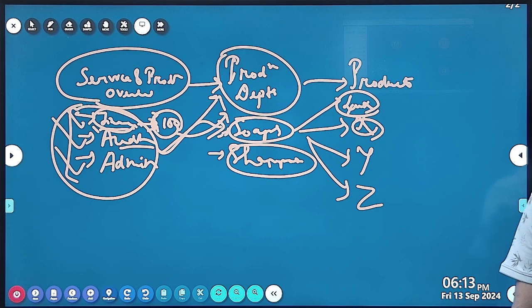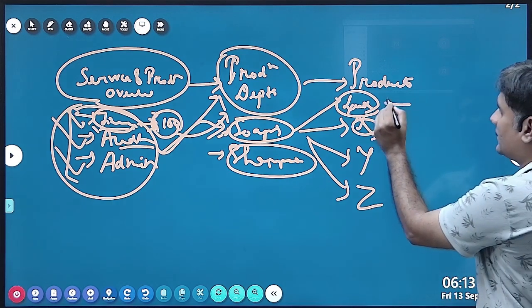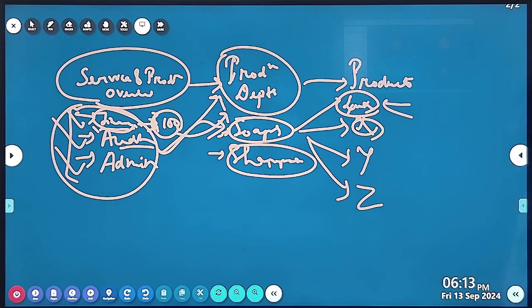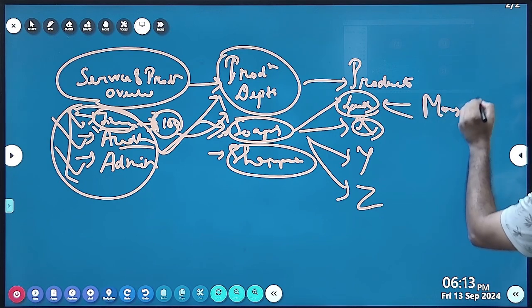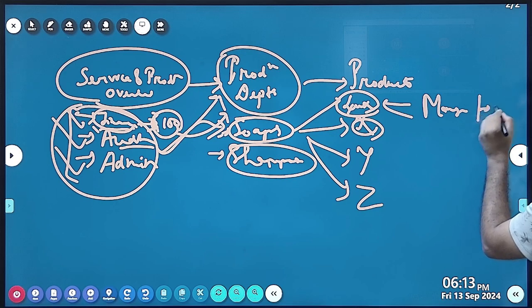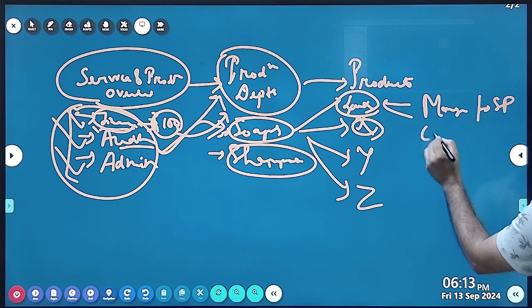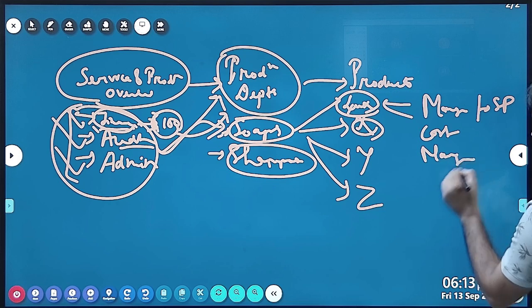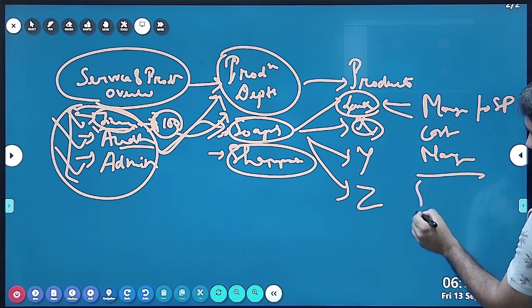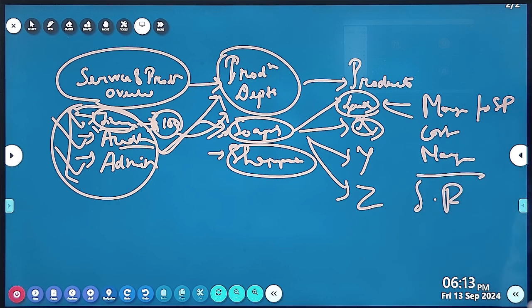What do we get? We have to ascertain the cost of production of Lux, no? Then only we will add some margin, then we will determine the selling price. Cost plus margin or profit equals selling price, right?